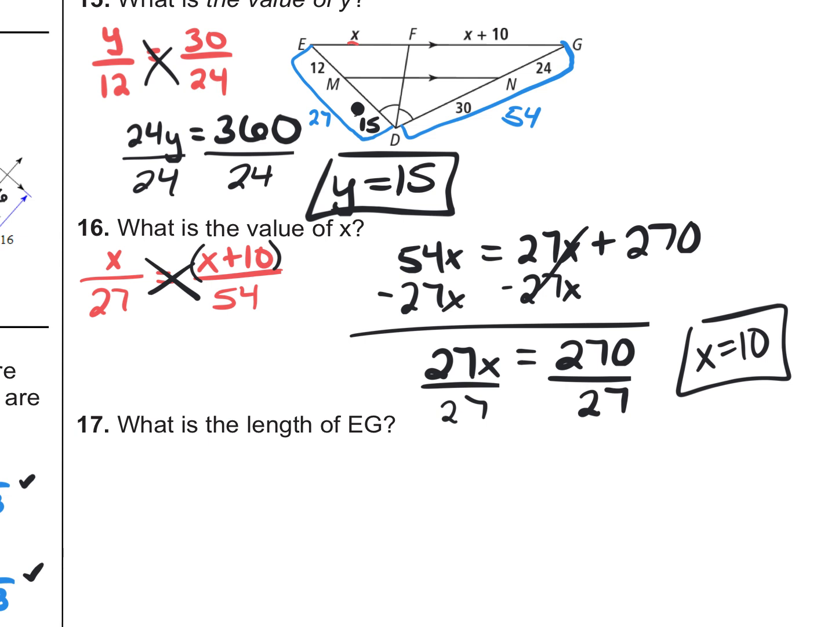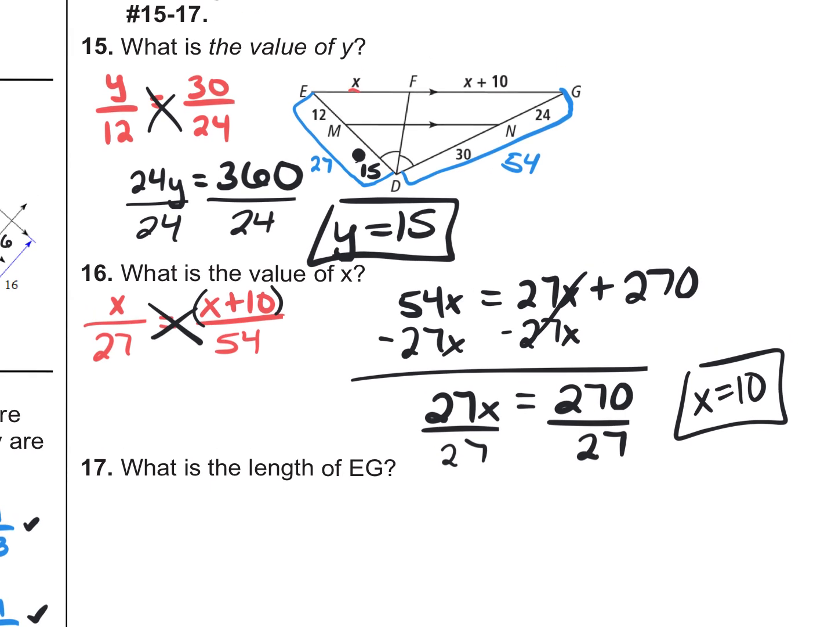And then number 17, it wants to find the length of EG. First of all, is EG an angle or a side? Side. So if I'm looking for this whole side length right here, what do I need to do to figure that out? I need to plug in x. So what's this side length right here? 10. This side length? 10 plus 10 is 20. So the whole thing is 30. So EG is 30.